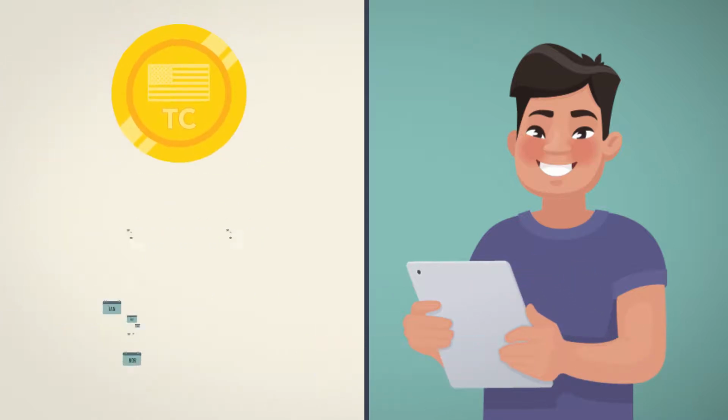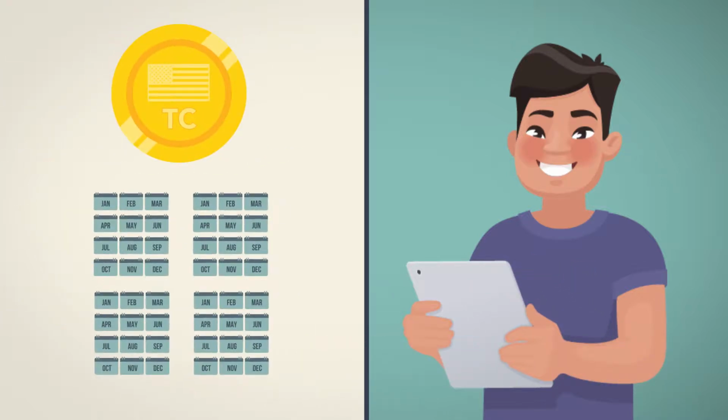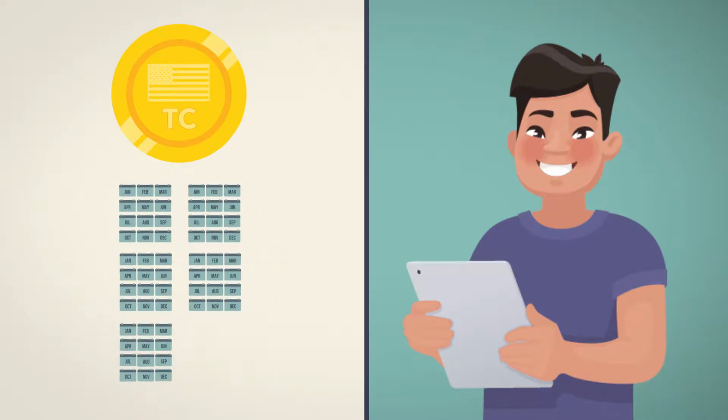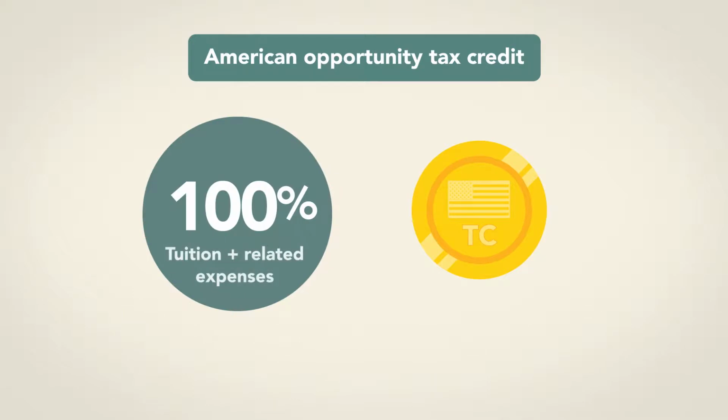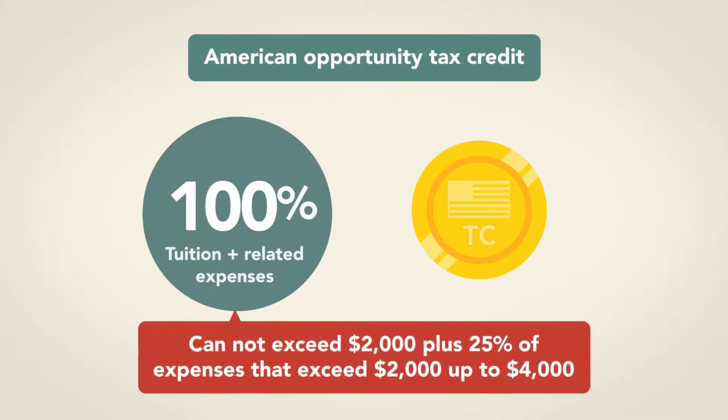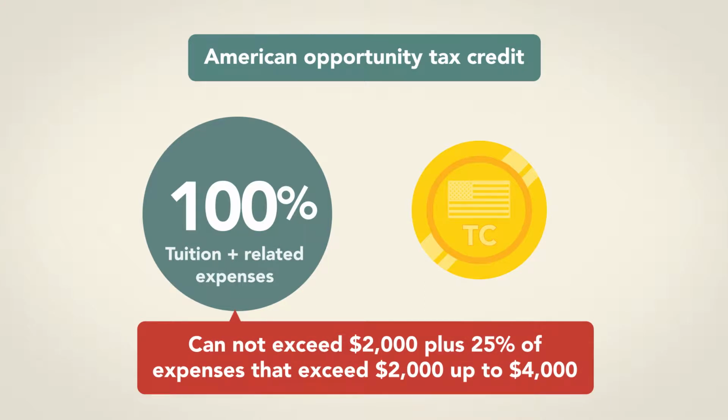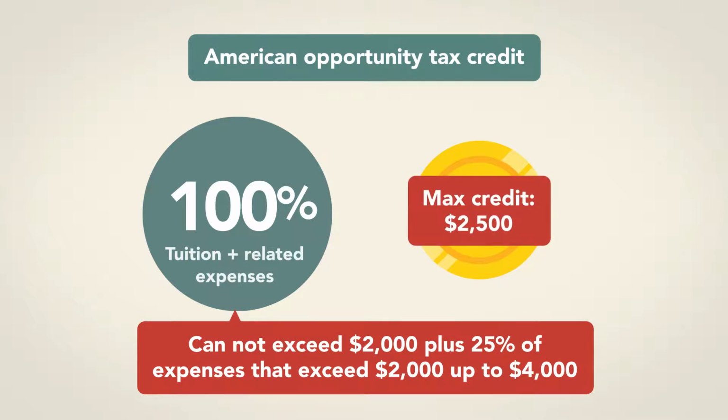The tax credit is only available for the first 4 years a student is enrolled in a 4-year program. If the student takes more than 4 years to complete a program, the credit is not available after the first 4 years. The American Opportunity Tax Credit is 100% of qualified tuition and related expenses paid for the student during the tax year that do not exceed $2,000 plus 25% of expenses that exceed $2,000 and up to $4,000. Thus, the maximum credit is $2,500 per year.